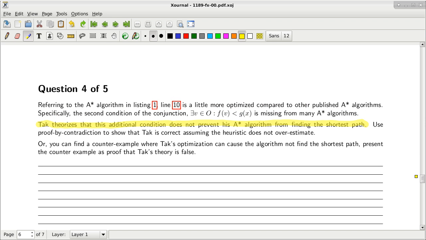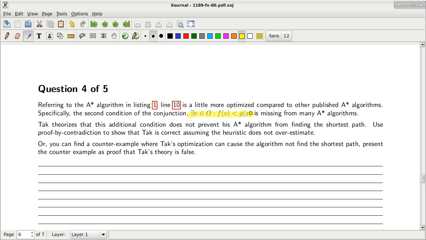So question number 4 says, referring to the A-star algorithm. Okay, let me get rid of the highlighting so it's easier to read now. Referring to the A-star algorithm in listing 1, line 10 is more optimized compared to other published A-star algorithms, and so on. Basically it wants to ask whether the additional condition, which is this part here, may potentially cause my text version of the A-star algorithm not to find the shortest path, as opposed to algorithms that do not have that additional condition in a conjunction.